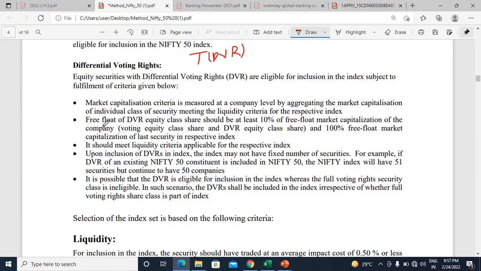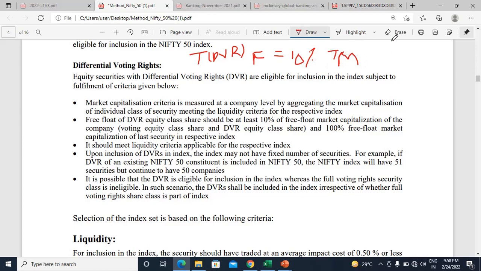This particular point is quite important, that is the free float of DVR equity class shares. Let's say Tata Motors DVR. The value of the free float market capitalization of Tata Motors DVR should be at least 10% of the free float market capitalization of the company. Of the company means Tata Motors, normal shares I am talking about. So that free float market capitalization of Tata Motors DVR should be at least equal to 10% of free float market capitalization of the normal shares of Tata Motors.